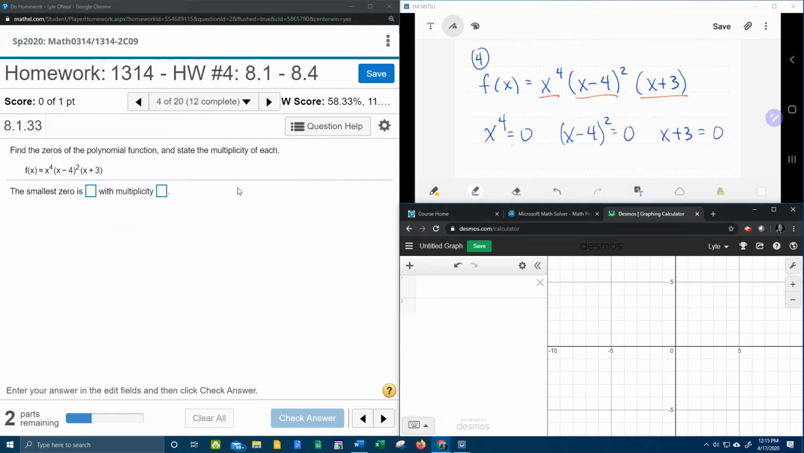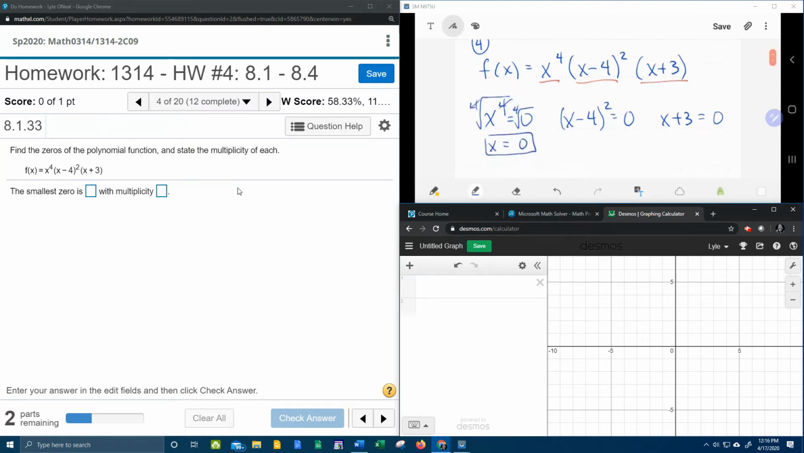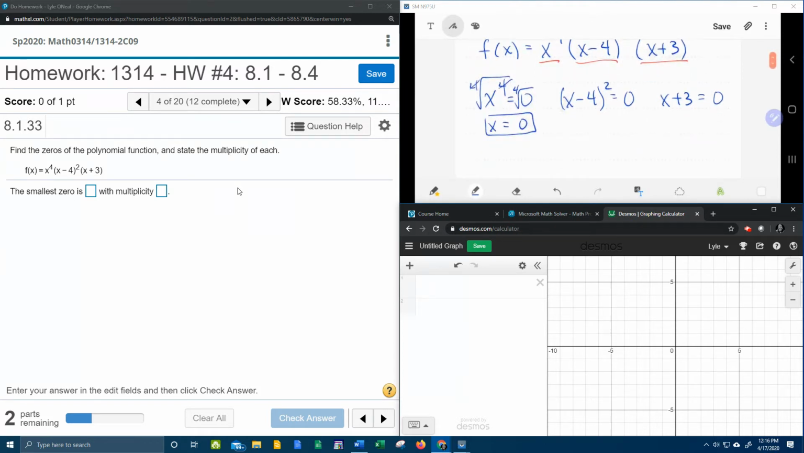All right, for the first factor, we're going to have to take the fourth root of each side to get rid of that exponent of 4. But the fourth root of 0 is 0, so there is our first zero. On the second factor, we're going to have to take the square root of each side to get rid of that square, which is going to leave us x minus 4 equals 0, again because the square root of 0 is 0, and then moving the minus 4 over is going to give us x equals 4. Last factor, moving the plus 3 over gives us x equals negative 3.